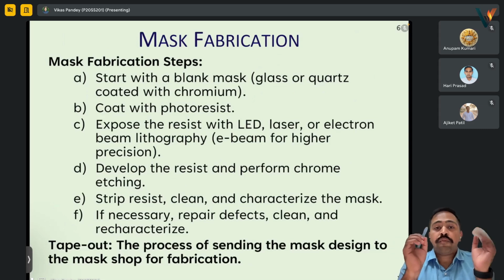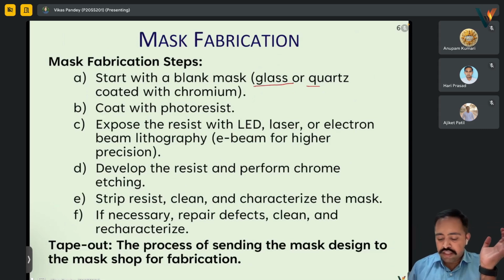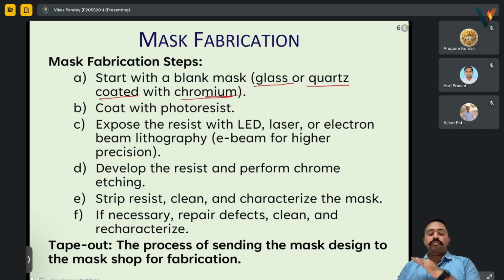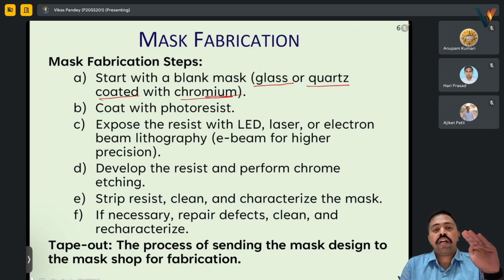And what is a blank mask? This is glass or quartz coated with chromium. So we have very fine, smooth glass that has been coated with chromium, a uniform coating. And then on top of it, photoresist is coated.